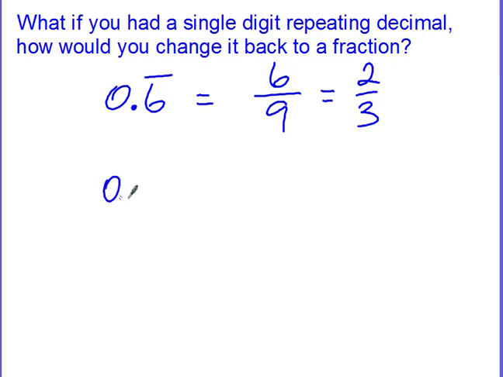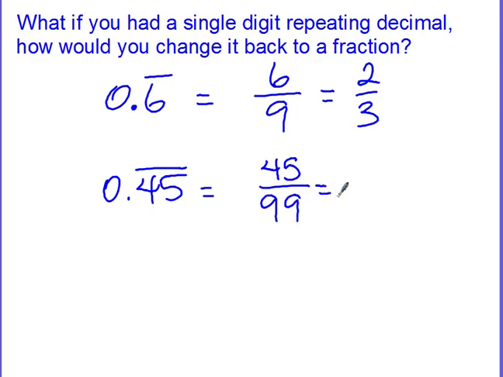Well, what if we had more than one digit repeating? Well, as long as the entire decimal is repeating, then you take the decimal number, put it on top, and for each digit that repeats, you put a 9 on bottom. And then 45/99 would simplify to 5/11. And then each of these, you would want to check on your calculator to make sure that you actually get this particular decimal value. So if the whole decimal is repeating, you put the decimal number on the top, and for each repeating digit, you put a 9 on the bottom.